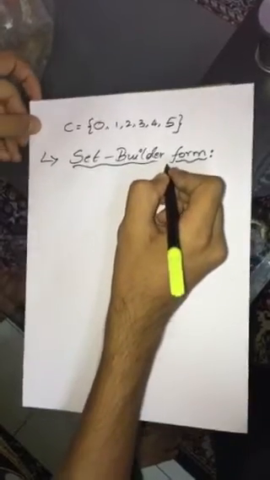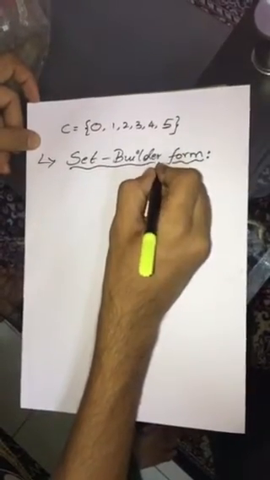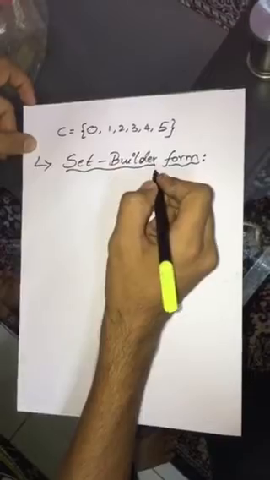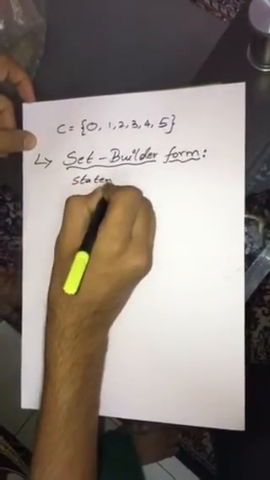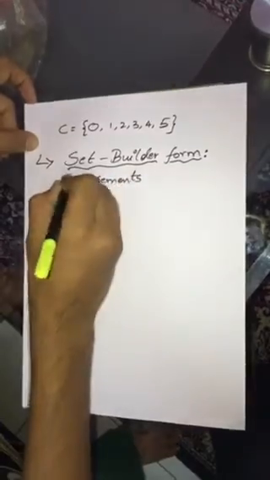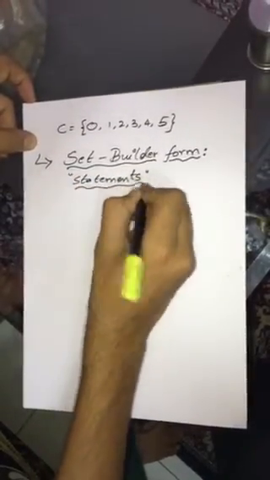So we knew what is roster form. Now set builder form is the opposite of the roster form. That is, set builder form uses statements to convey the meaning of a set.